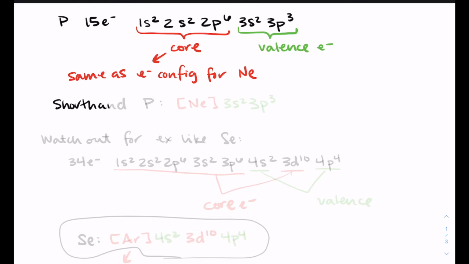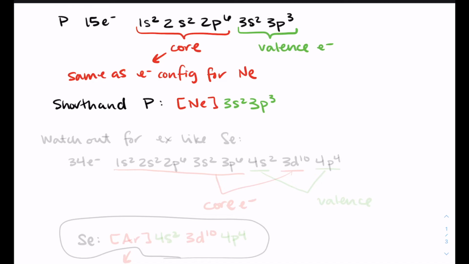Or, right, 3p1. The 3p is not closed. The n equals 3 is not closed for phosphorus. You can only list a noble gas. So the noble gas that occurs right before phosphorus, you have to go back right to the end of the previous row. That's neon. The electrons that come after that are 3s2, 3p3.